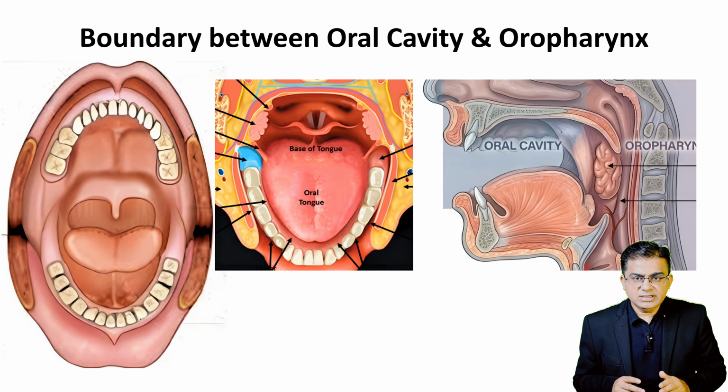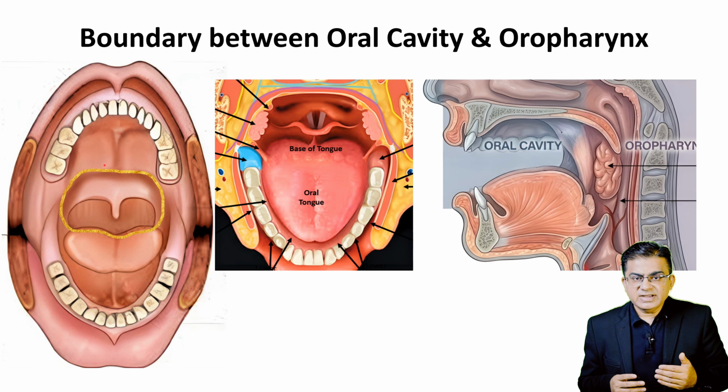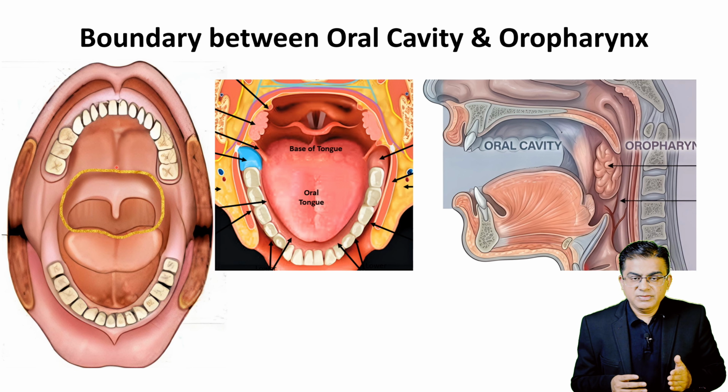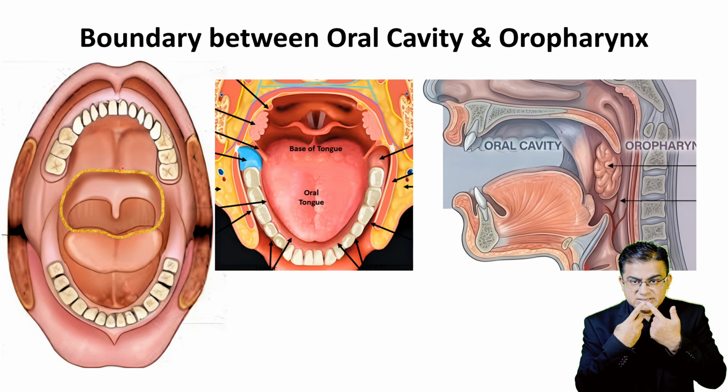Is there any boundary beyond which we can say this side is oral cavity and this side is oropharynx? Look at this image. I have drawn these boundaries in a golden color here. This line defines the definitive border between oral cavity and oropharynx. This is an imaginary circle. Trace it from the hard palate and soft palate junction superiorly, moving laterally over the anterior tonsillar pillar down to the circumvallate papillae and back.